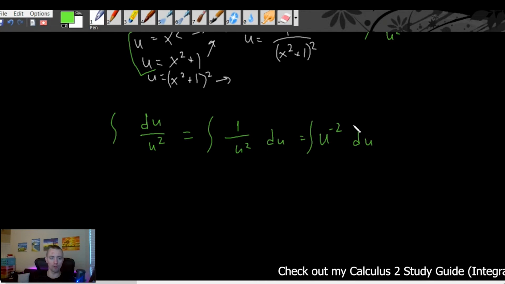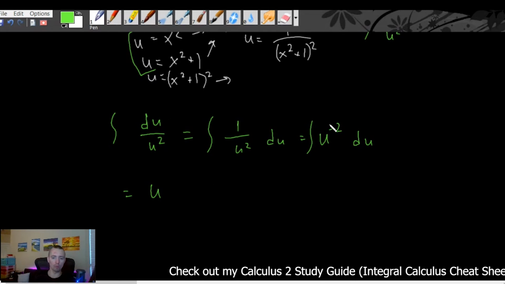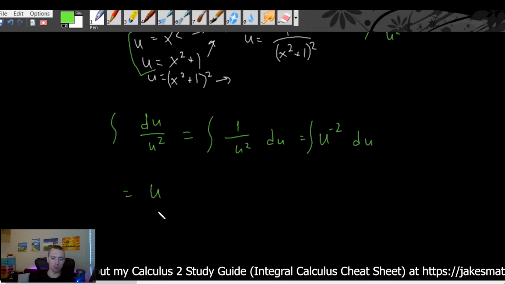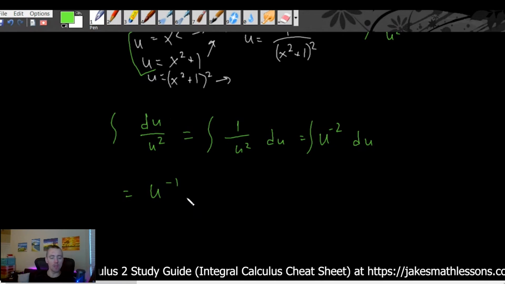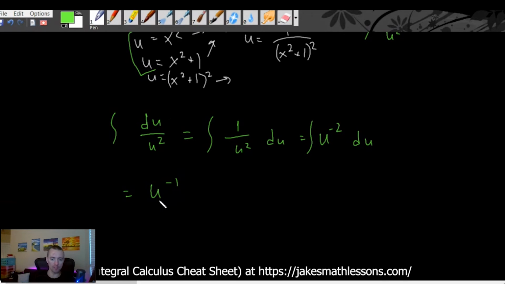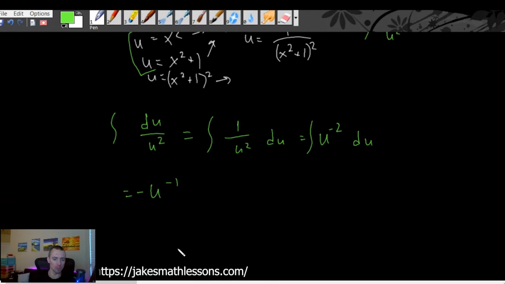So the power rule for integration says that we would keep our base the same. We would raise our power by 1, or add 1 to it. -2 plus 1 is -1. And then we would divide by our new power. Our new power is -1. So u to the -1 divided by -1 is the same as u to the -1 times -1, which is just -u to the -1.